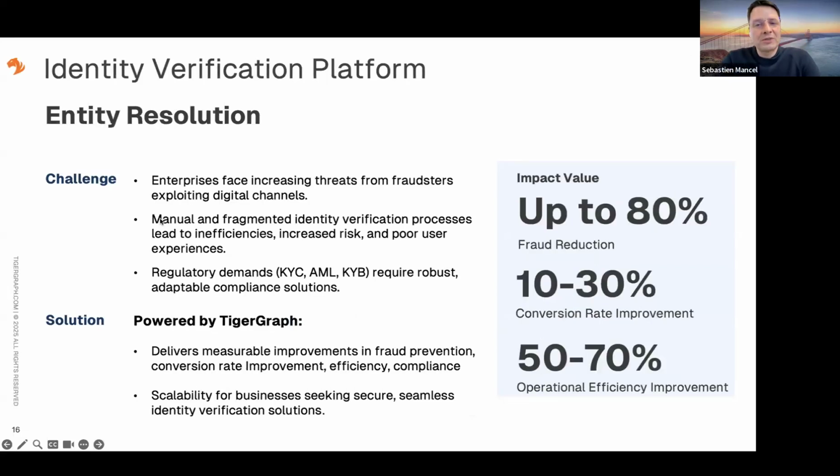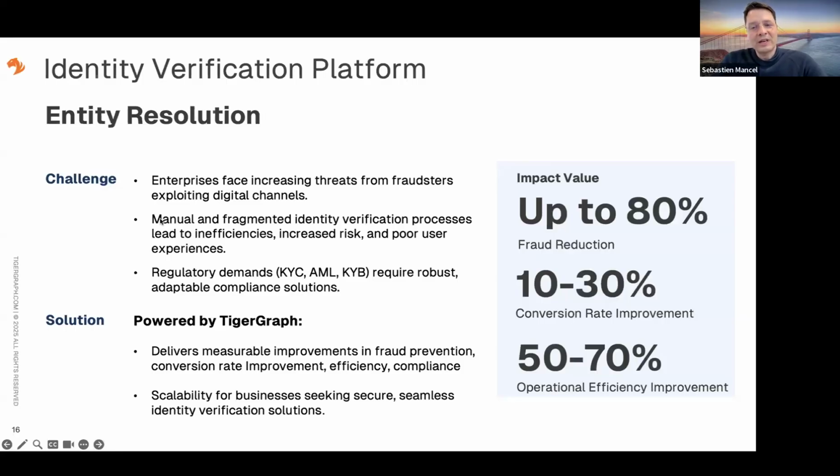Now, our next example comes from the digital identity verification space, where entity resolution is absolutely central. So the challenge here is twofold. First, enterprises face increasing threats from fraudsters exploiting digital channels. Second, identity verification processes are often manual and fragmented, leading to inefficiencies, higher risk, and poor user experience. And of course, KYC and AML compliance requires strong, adaptable solutions.